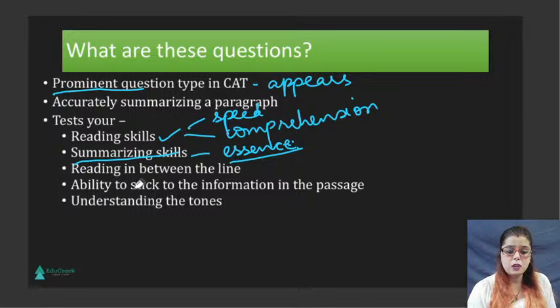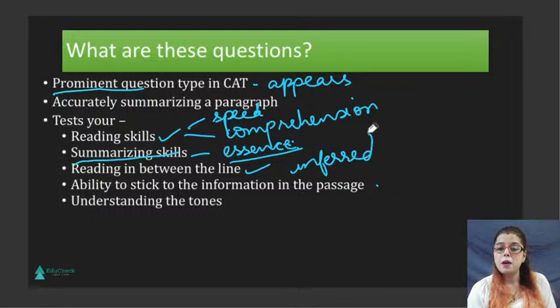Then there is the ability to stick to the information in the passage. In summary based questions, the most important thing is actually the ability to stick to the information in the passage. In the options that are given to you, you would see something which could be read between the lines, which could be inferred from the passage, but is probably not mentioned, or something that appeals to your common sense. What do you mean by appeals to your common sense?